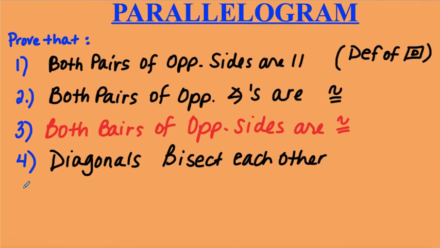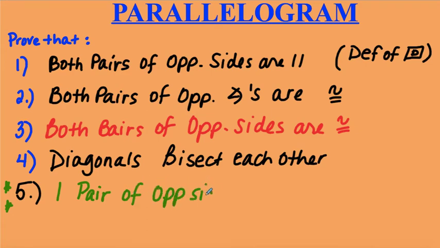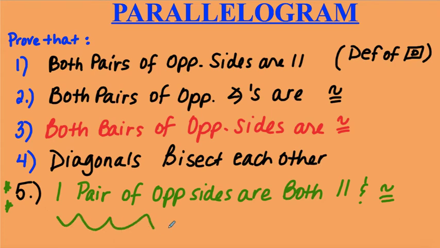And there's actually one more, okay? One more case that I'm going to call the funky case. If we can prove that one pair of opposite sides are both parallel and congruent, then the quadrilateral is a parallelogram. Again, this is not one of the properties, but we're going to prove this in class tomorrow. If one pair of opposite sides are both parallel and congruent, then it's a parallelogram.